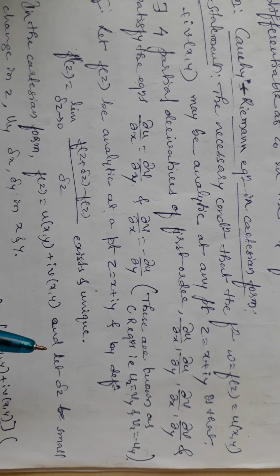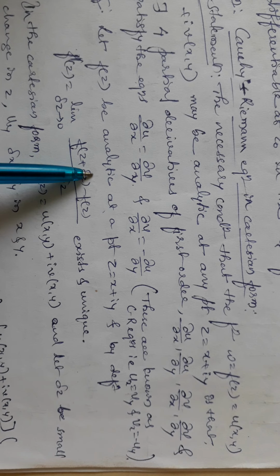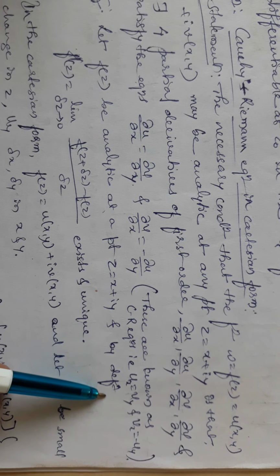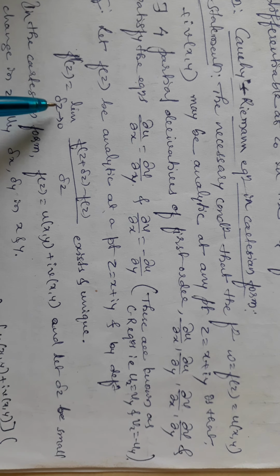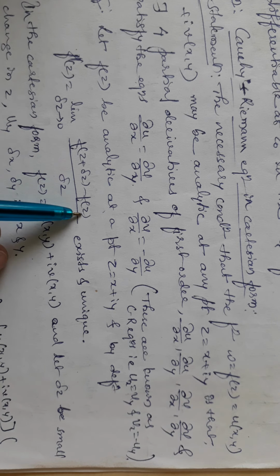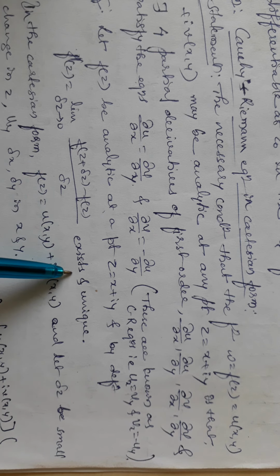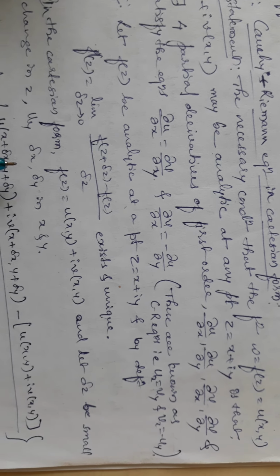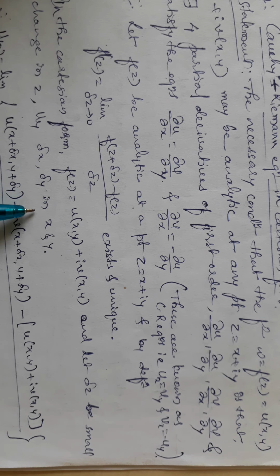Proof. Let f of z be analytic at a point z equal to x plus iy, and by the definition we have f dash of z equal to limit delta z tending to 0, f of z plus delta z minus f of z divided by delta z, exists and is unique. In the Cartesian form, f of z equal to u of x y plus i into v of x y, and let delta z be a small change in z. Similarly, we can take delta x and delta y to be the small changes in x and y.